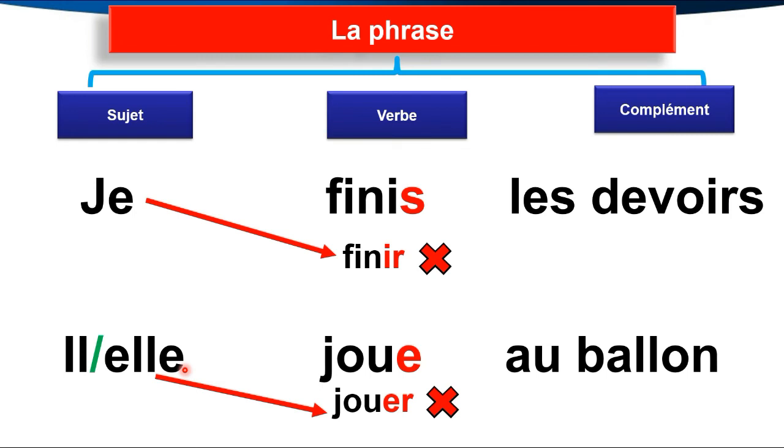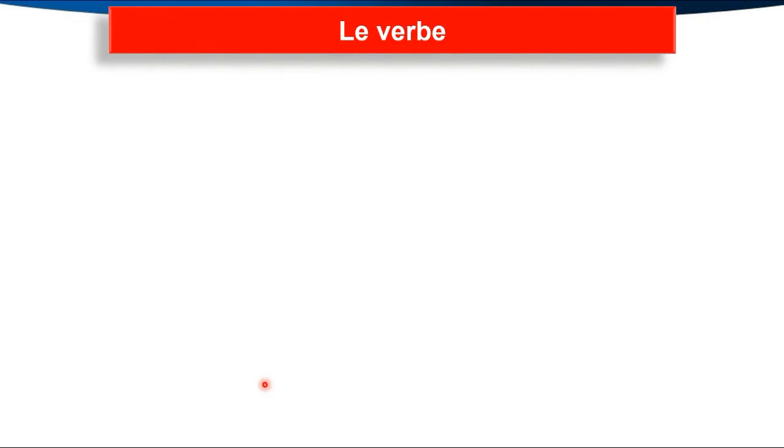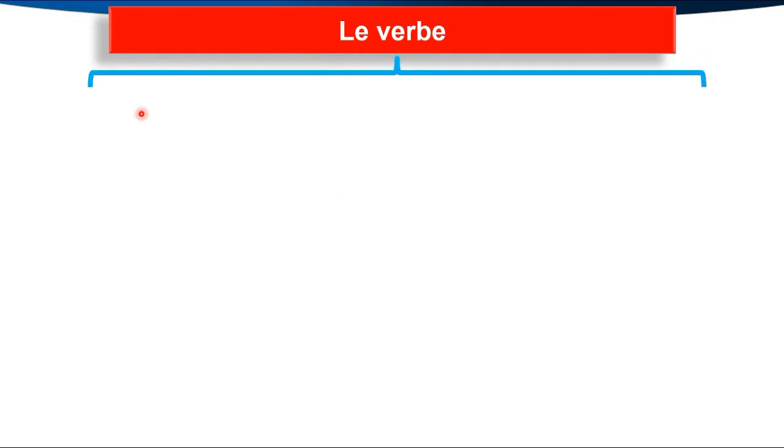We talk about how we can use the verb, because it changes with the subject. Like in English, I told you now, I can say he plays or she plays. I can't say he or she play. I can't say he or she have. I must say has.